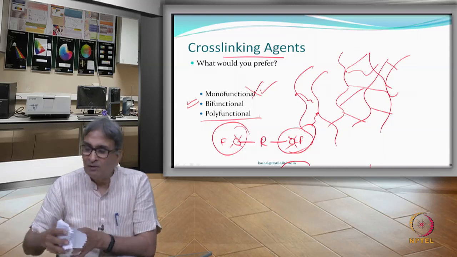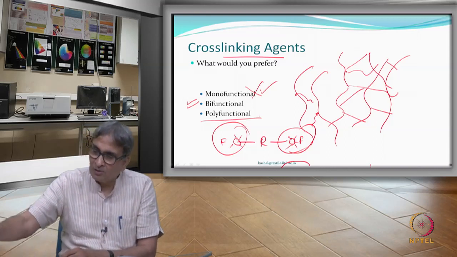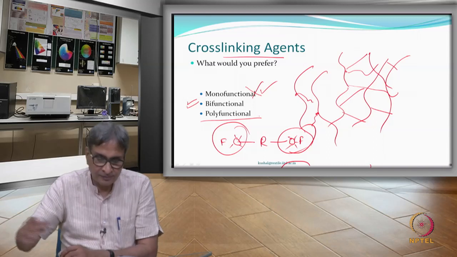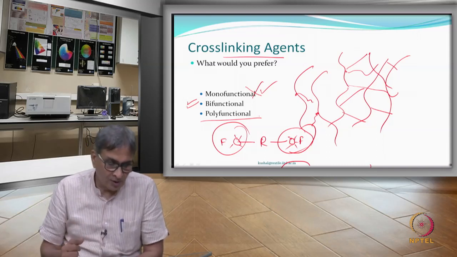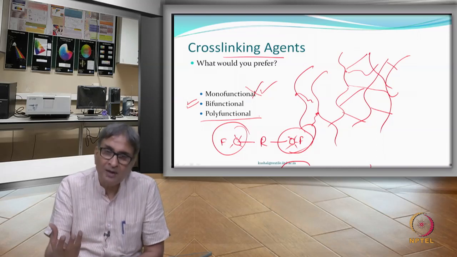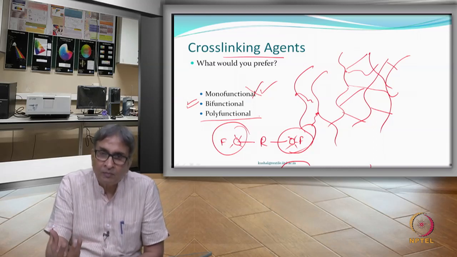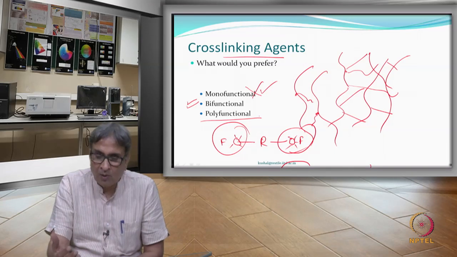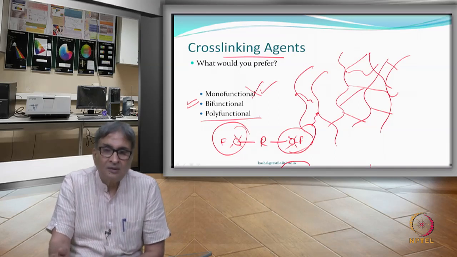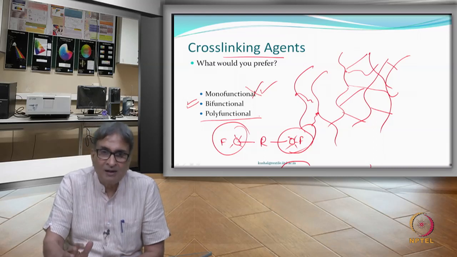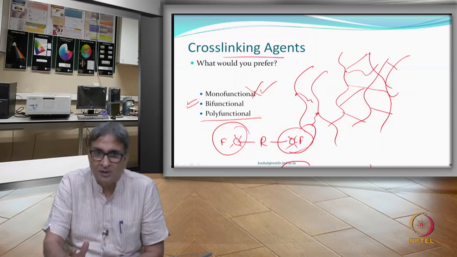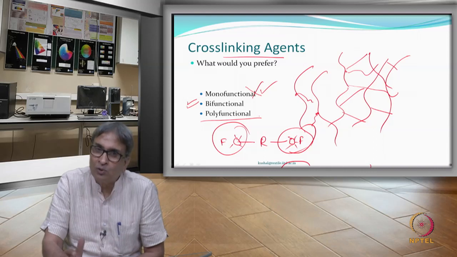If this becomes stiff like this paper, you may not be able to wear it. So, polyfunctional cross-linking agents can create a 3-dimensional network which can make the fabric stiffer. So, unless and until you require stiffness, it may not be a good idea. Generally, people like to have bifunctional agents for cross-linking, but polyfunctional can also cross-link.